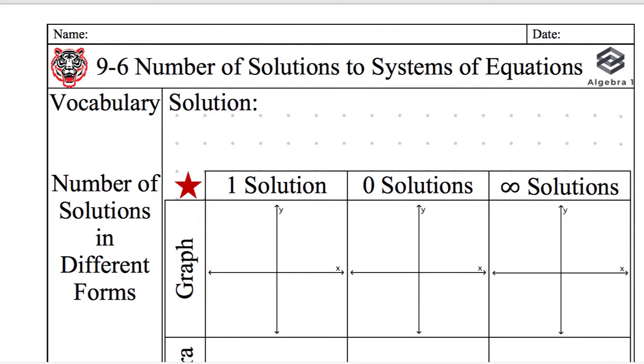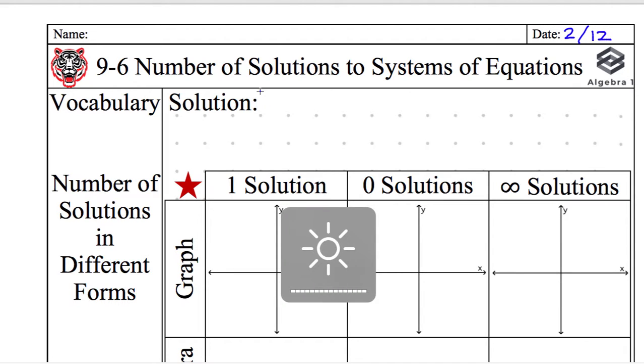We're in Algebra 1. Today's date is Tuesday, February 12th, so write it down, February 12th. Make sure your name and date are on the paper. I can actually see now.